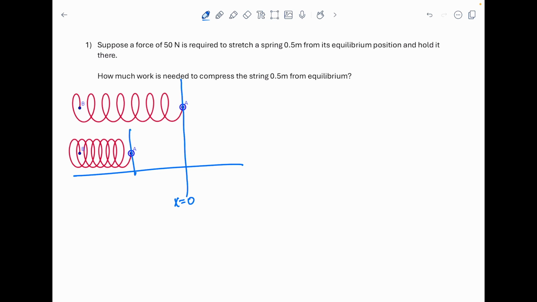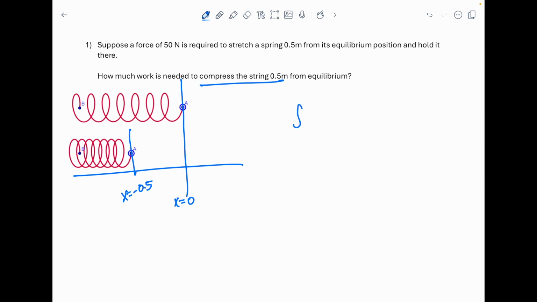The bottom spring is when we compress that spring 0.5 meters. Now, if you'll notice on our number line, we'd consider this negative, and that's why we set it up this way. We compress that spring and we've gone in a negative direction for our distance. So we call X equals negative 0.5. And what we want to do is find that work.